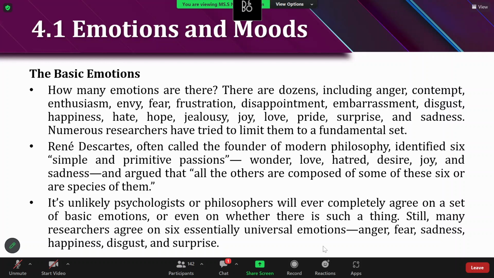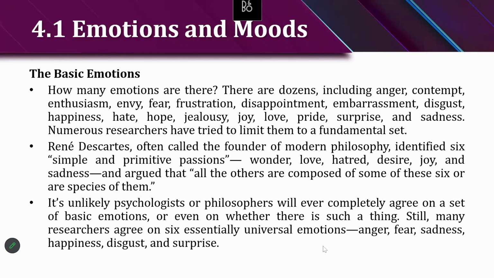Okay, and it's unlikely the psychologists or the philosophers will ever completely agree on a set of emotions or even whether there is such a thing. Still, many researchers agree on six essentially universal emotions: anger, fear, sadness, happiness, disgust, and surprise. Even the researchers are still going on about these categories today, but they didn't agree on a common list. Okay, these are the set of emotions people experience.